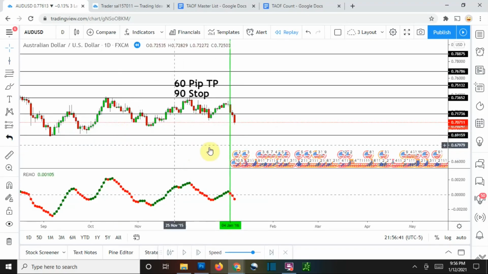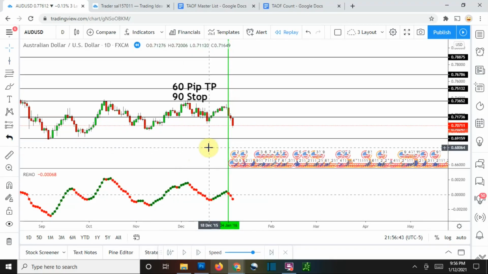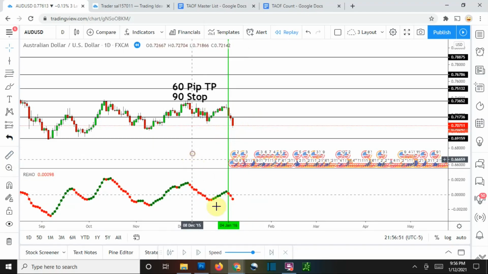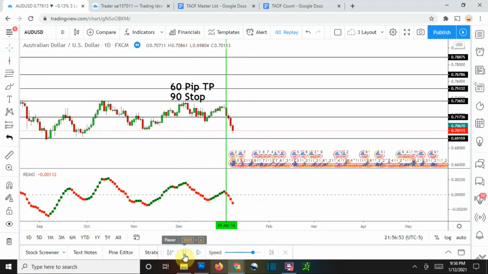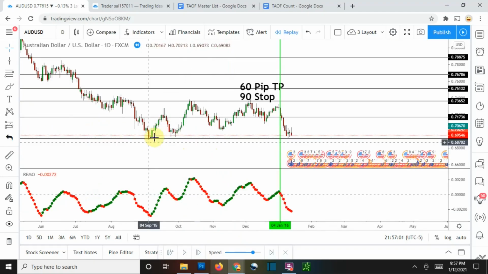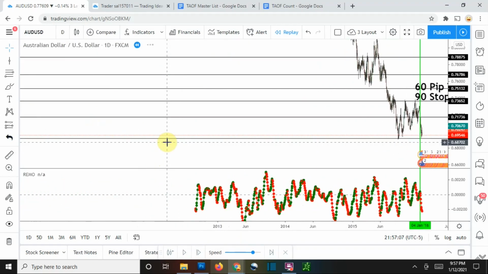Pick up our first short signal right there. And we see that it falls out pretty quickly. Looks like, yep, definitely got us to the 60 pip take profit. You see that price action has now pushed down to this zone right here. This is one of the lowest zones that price action has reached in quite some time.